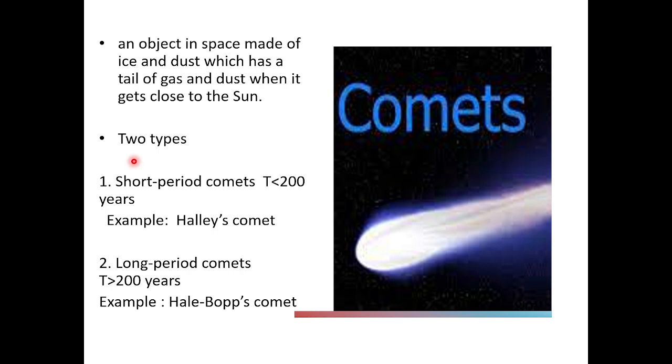Now let us talk about comets. Comets are objects in space made of ice and dust, which have a tail of gas and dust. When it gets close to the sun, we see the tail. When it comes close to the sun, you can see this tail. So they are made of ice and dust.